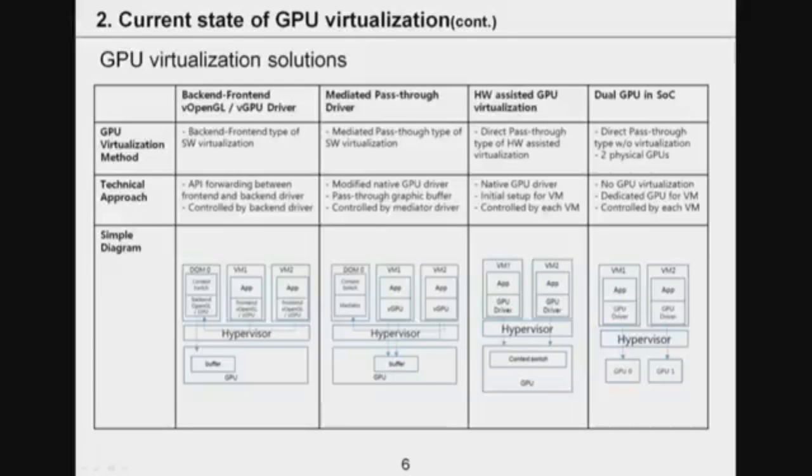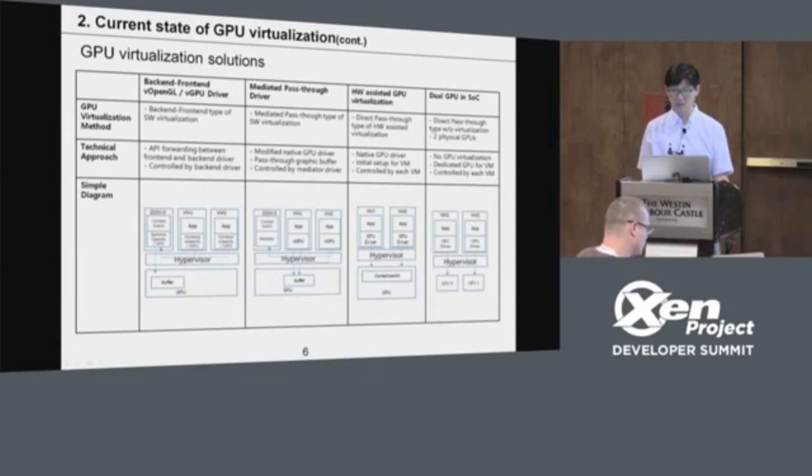The second type is the mediated pass-through type, like Intel XenGT. It is a software virtualization type. The guest OS can use a modified native GPU driver. The GPU graphic buffer is passed through to the GPU, and MMIO access is trapped and emulated by the hypervisor and mediator driver. It is controlled by the mediator driver.